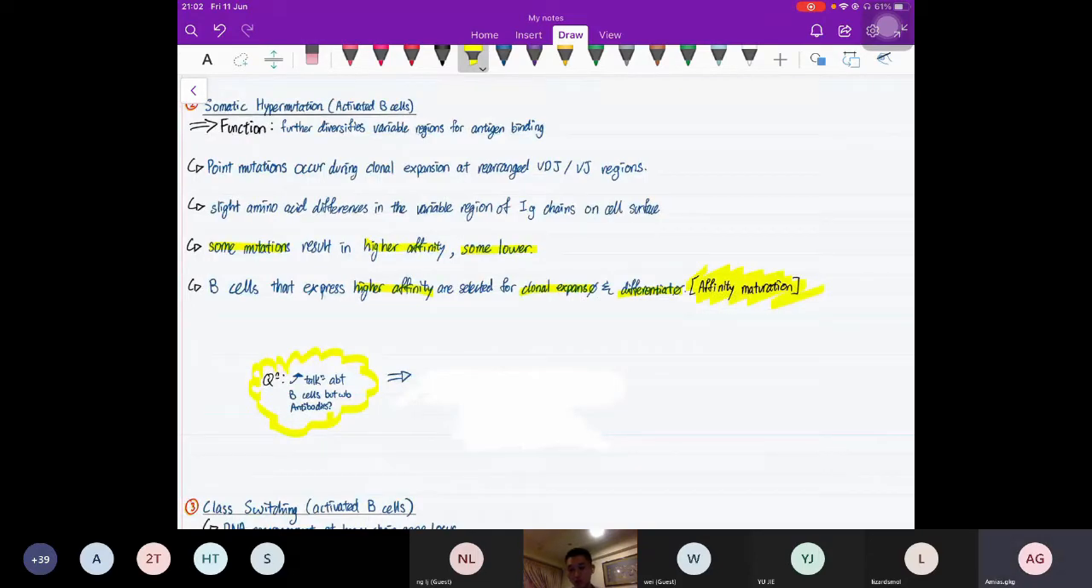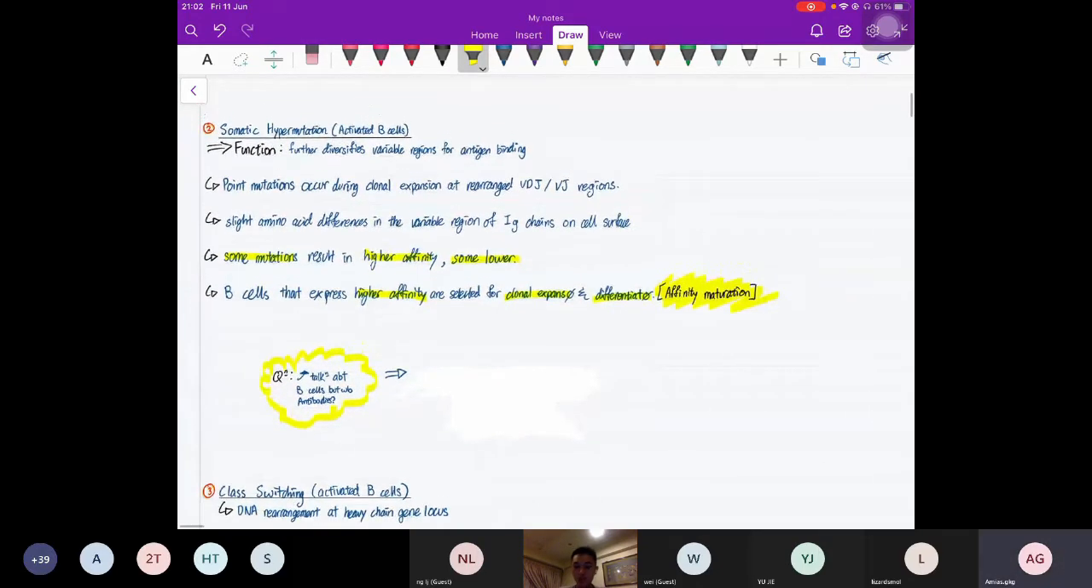Again, your school may or may not use this term, but this is what this term means. Your B cells that have high affinity for the antigens that it is specific for are now selected for clonal expansion and differentiation. Think of it logically. If I have a B cell that has a B cell receptor that is not so complementary to my antigens, why would I want so many of it?